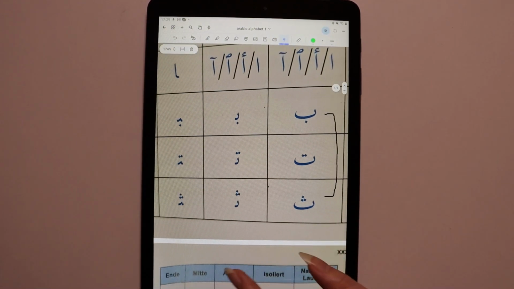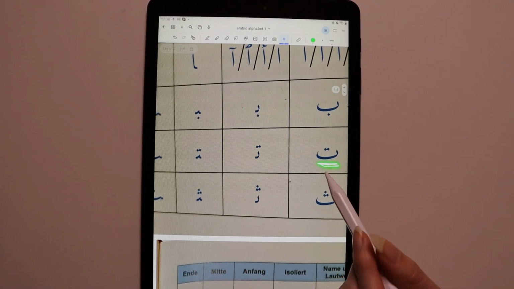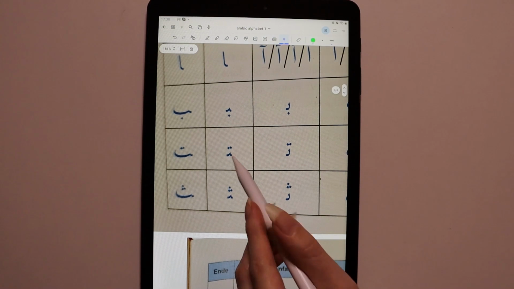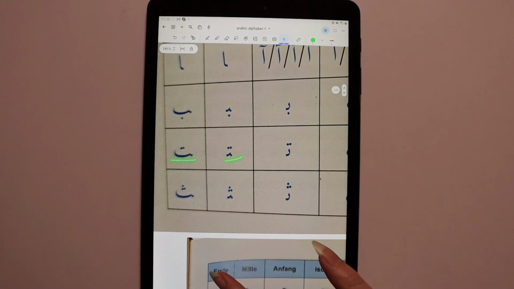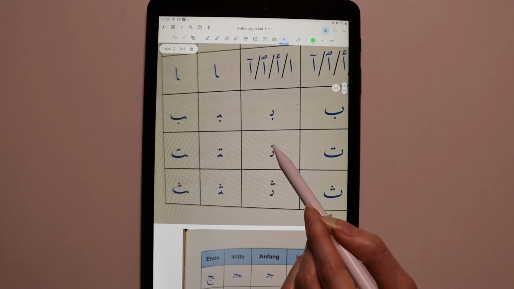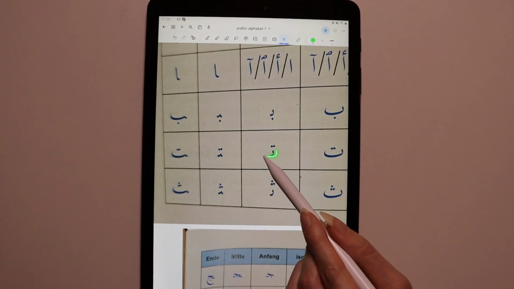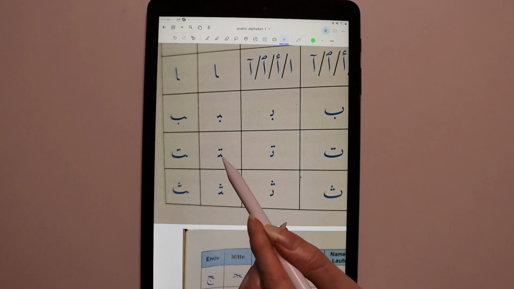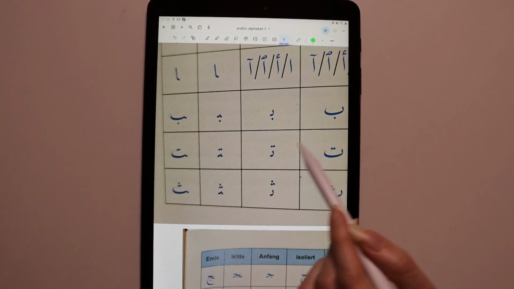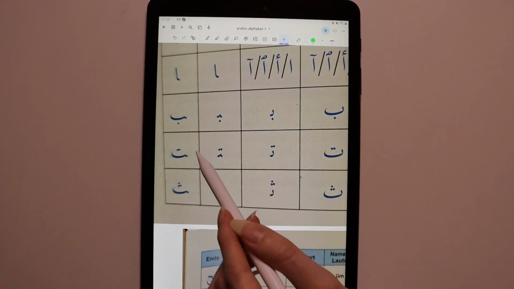So again, this is the isolated form of the ta, this is the beginning form of the ta, this is the middle form, and this is the end form. And also, the beginning and middle forms always look kind of the same, except this form is always just connected to one side and this form to both sides. And then this last form, the end form, looks kind of like the isolated letter, but it's connected, like it comes from another letter.